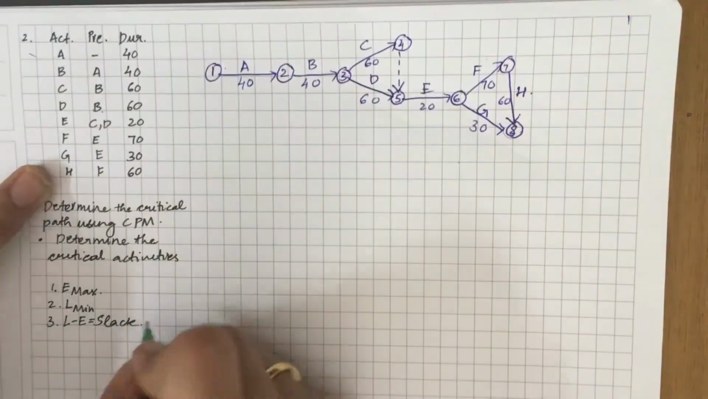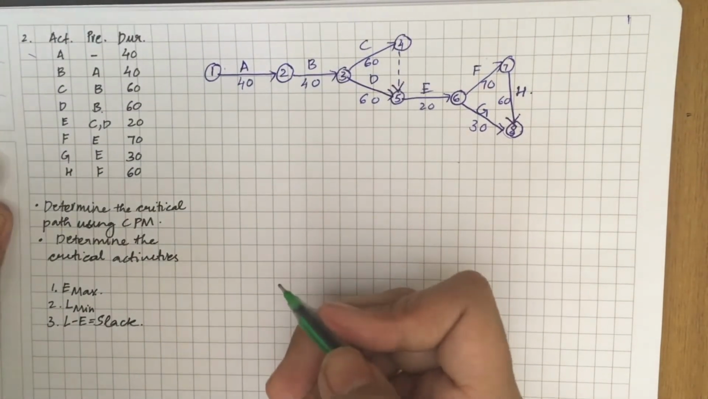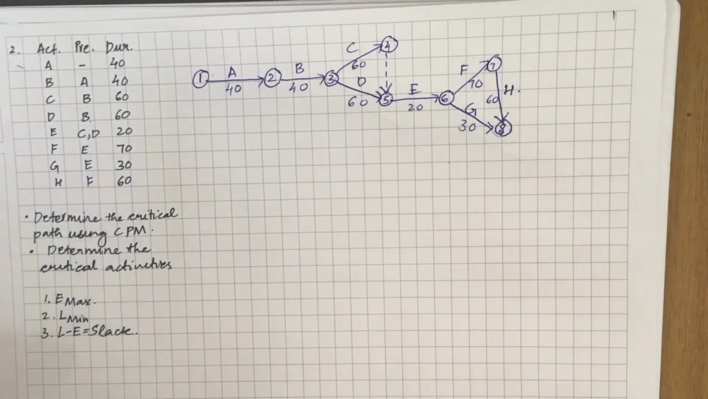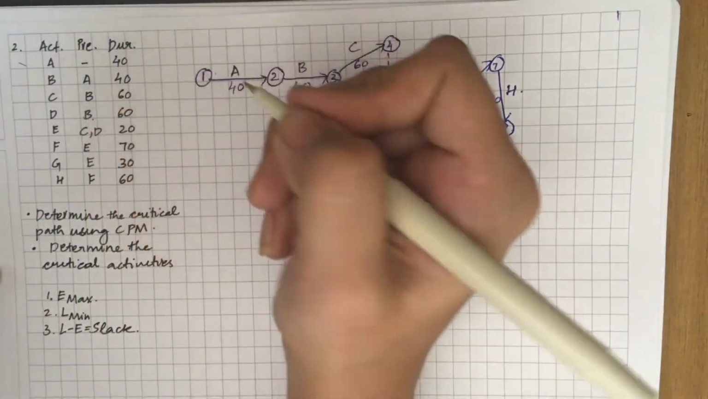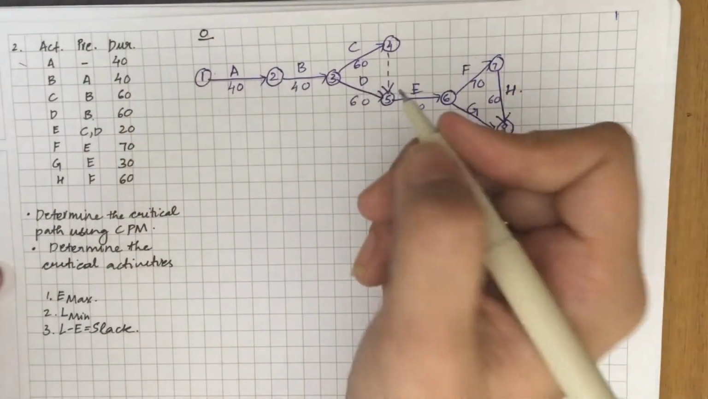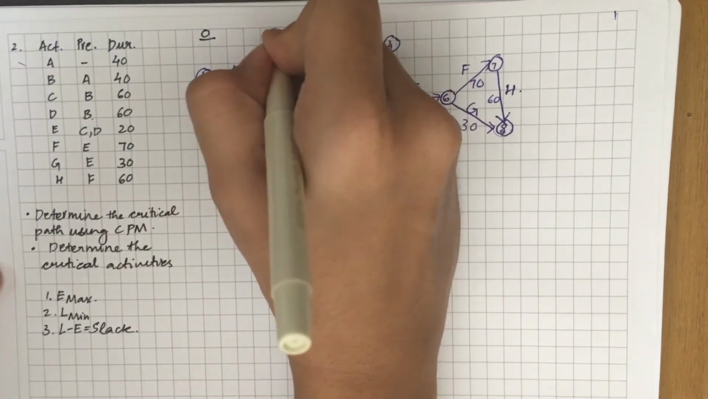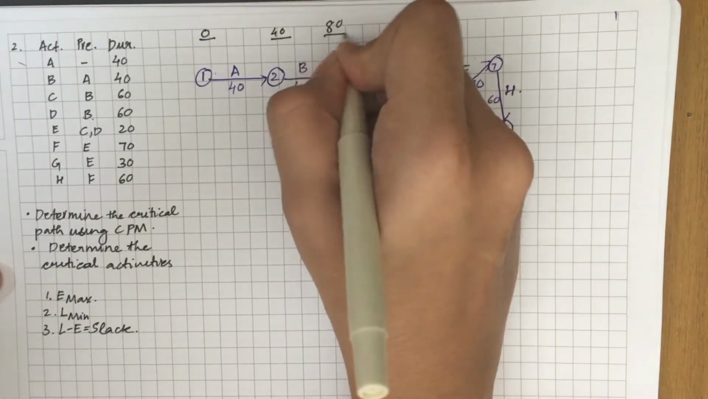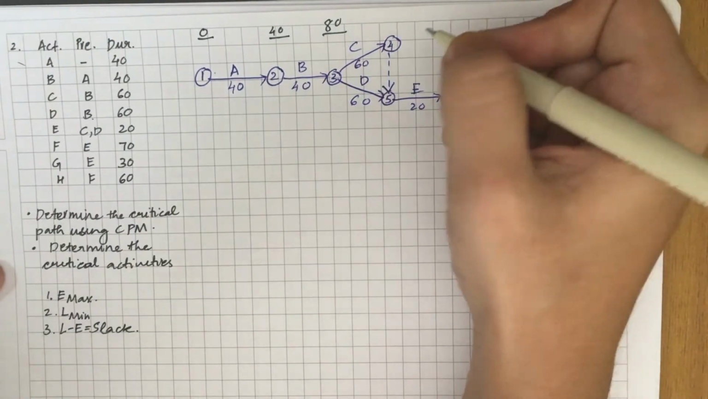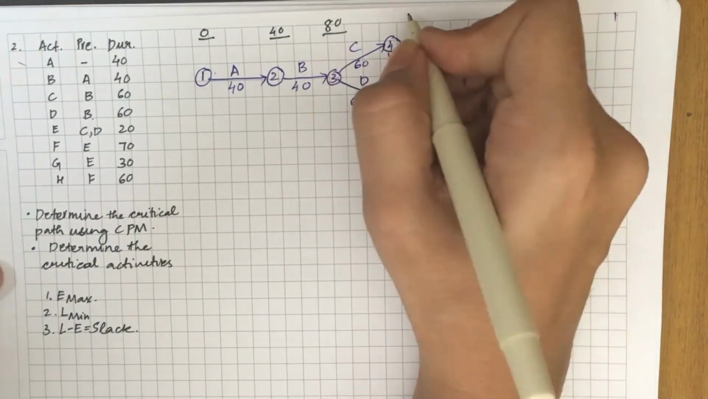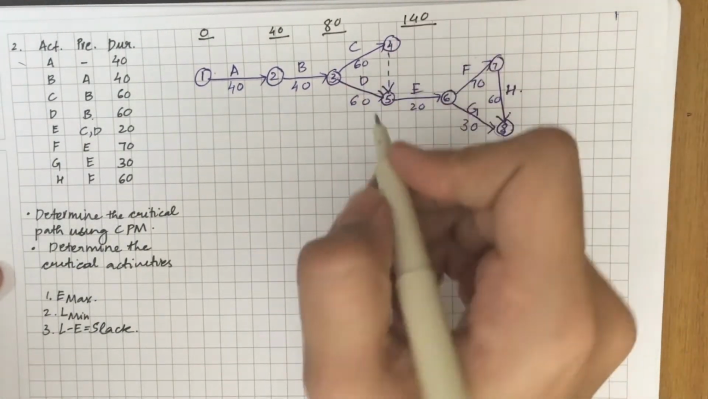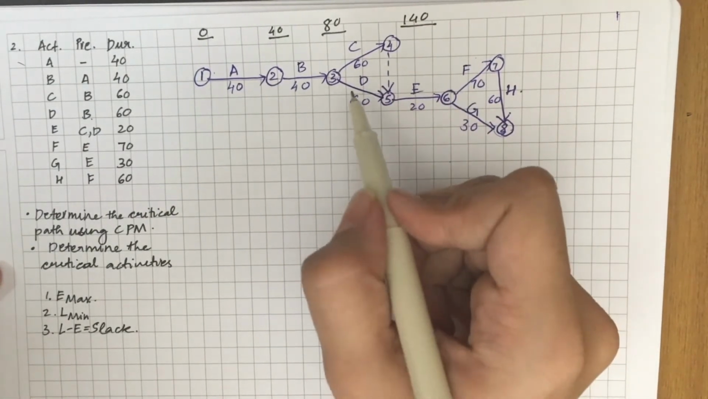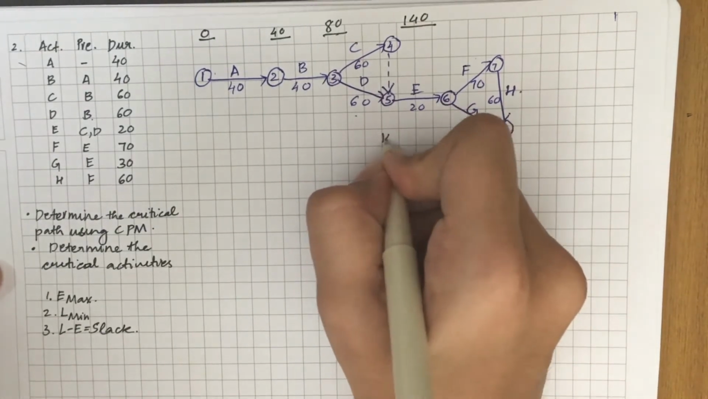Now the first step is to calculate the E value for every event. E for the first event is 0. E for the second is 40 plus 0, 40. E for the third is 40 plus 40, 80. E for the fourth is 60 plus 80, 140. E for the fifth is either 140 plus 0, that is 140, or 80 plus 60, 140.